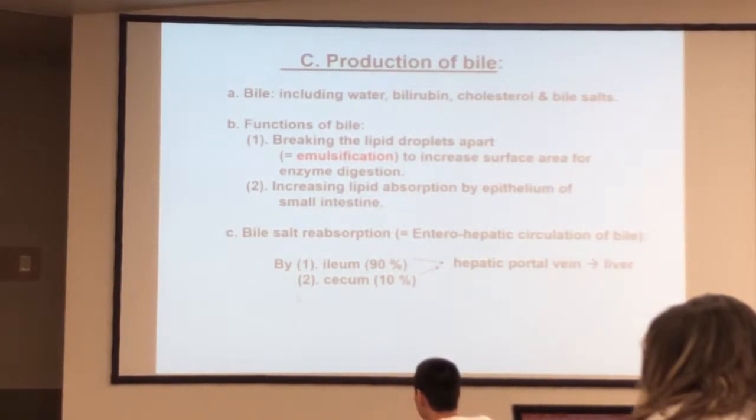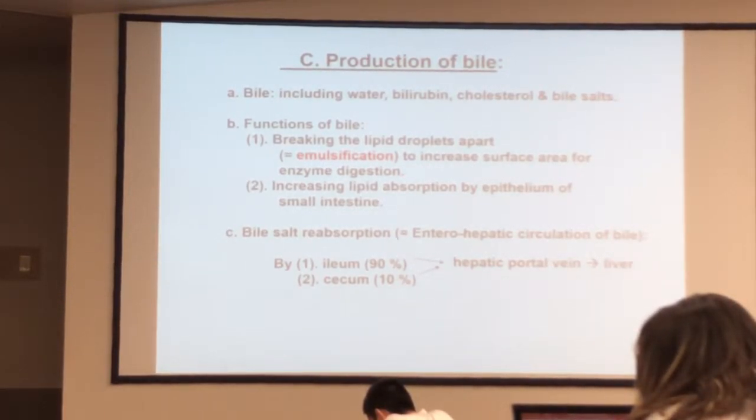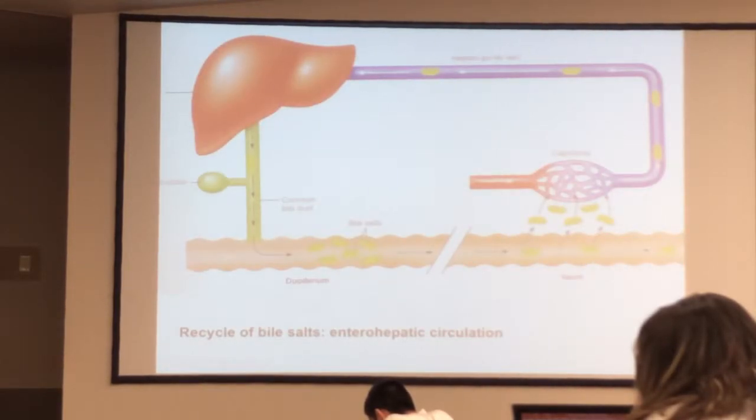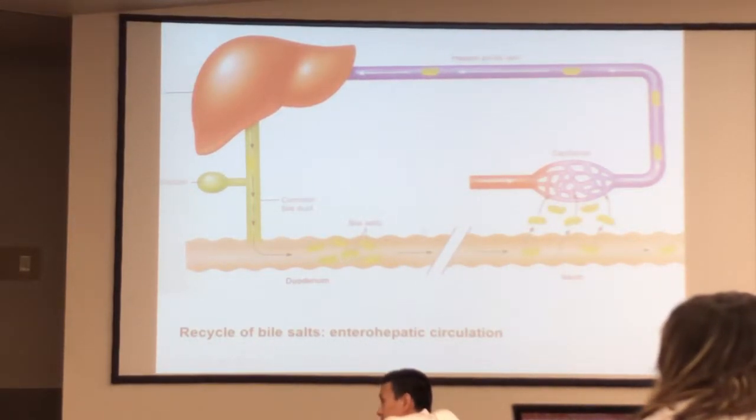The rest goes to the large intestine, and they send it to the hepatic portal vein, going through the superior mesenteric vein and then back to the liver. So they can recycle. It looks like this one. The gallbladder concentrates the bile, and the yellow color is bile. It goes to the duodenum and helps digest lipid, and then is reabsorbed and sent back.